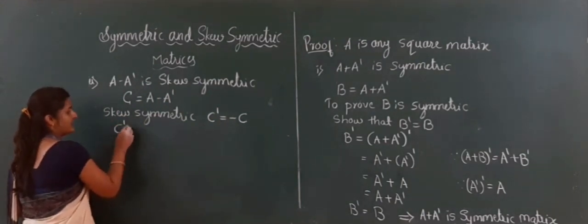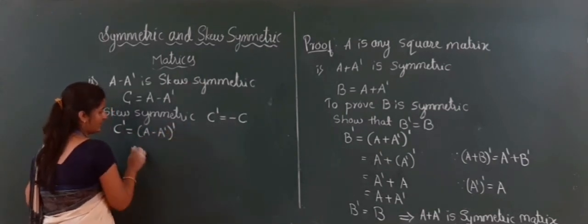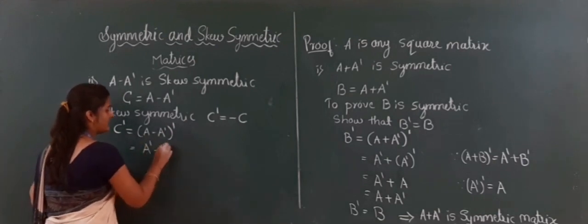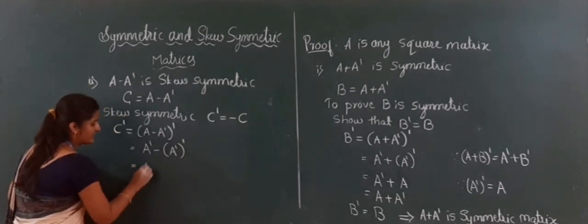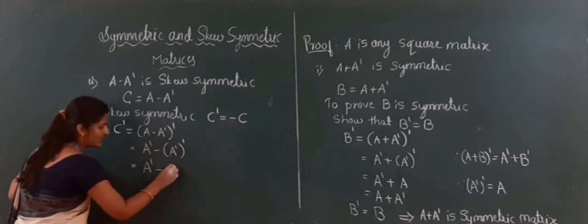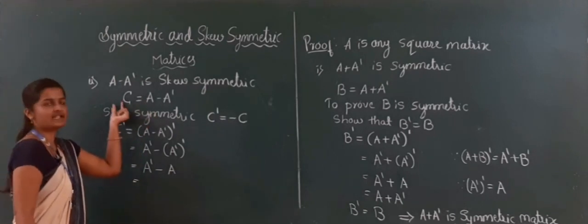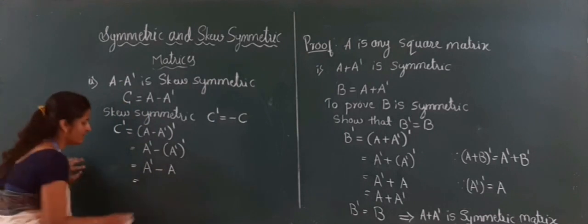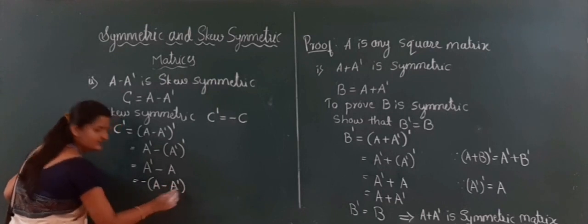So that's why I will take C dash. C dash is A minus A dash, transpose. So again, applying the same property, I have to write here A dash minus A dash dash. Next, A dash as it is, and A dash transpose, the transpose of the transpose, I get A only. But our C is A minus A dash, and here it is A dash minus A. So, can I take the minus sign common? If I take the minus sign common, what do you get? A minus A dash.